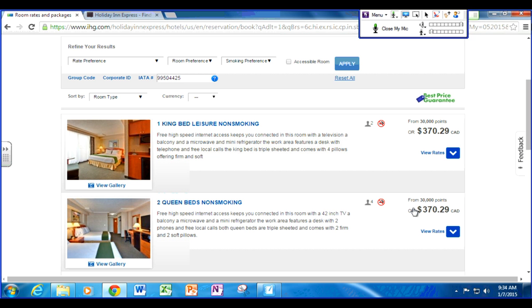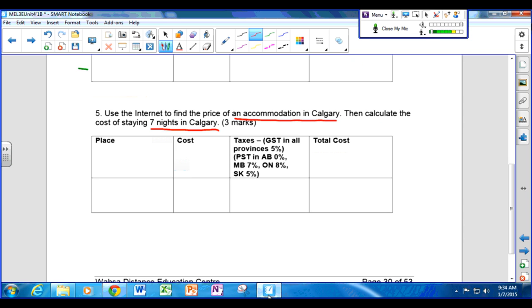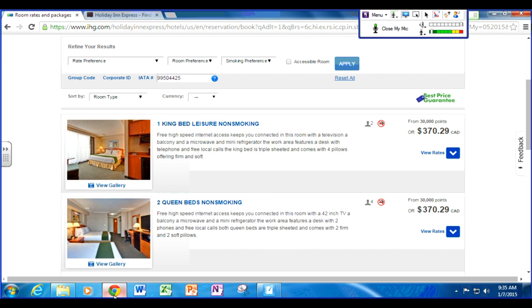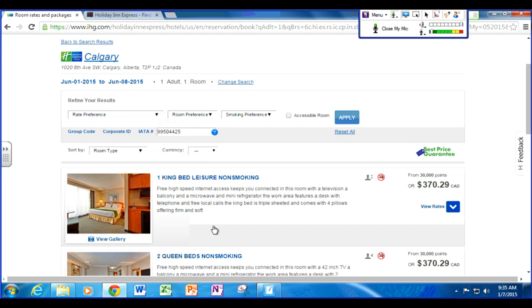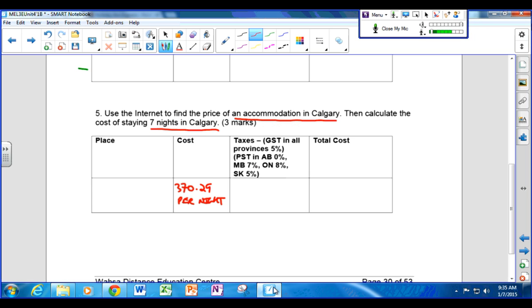Okay, so I'm going to use the 370.29 amount, even though maybe that's more. It was $370.29 per night. Okay, and this is the Holiday Inn Express, Calgary. We'll just call it Holiday Inn Express, HI Express.